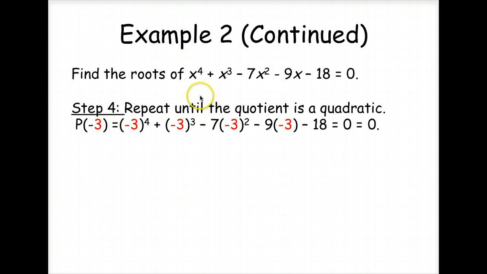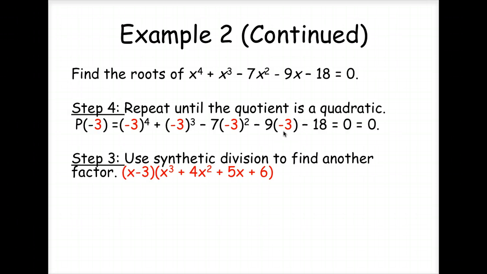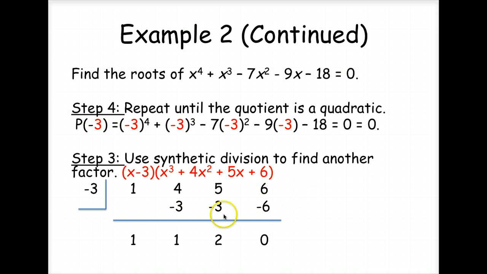We also, because now we're at x to the third, we're not at a quadratic yet, we found another rational root was negative 3. So we're going to take, we found x minus 3, and this was the depressed polynomial we got. Now we're going to do this negative 3 with this one. So we write 1, 4, 5, and 6, and do synthetic division. Our answer will be x squared plus x plus 2. So we've got factors of x minus 3 from before, x plus 3, and x squared plus x plus 2.